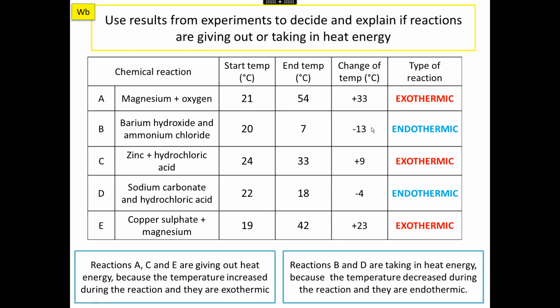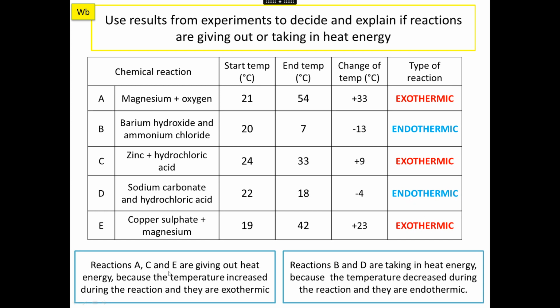Okay, the results of the experiment. You can see the temperature changes here. A, temperature rise of 33, exothermic. B, temperature fall of going down by 13, endothermic. C went up by 9, exothermic. D went down by 4, endothermic. E went up by 23, exothermic.